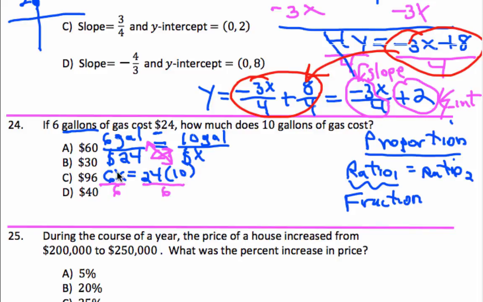I now cross out the 6's, and I'm left with x equals, well, 6 into 6 is 1, and 6 into 24 is 4. So the result is 4 times 10, or $40. And we see that this corresponds to choice D.